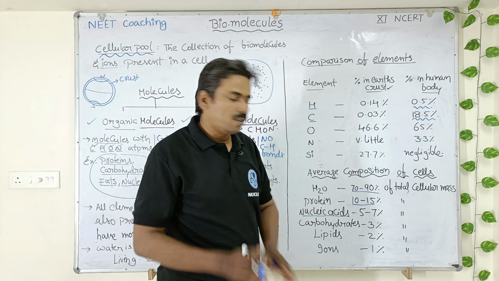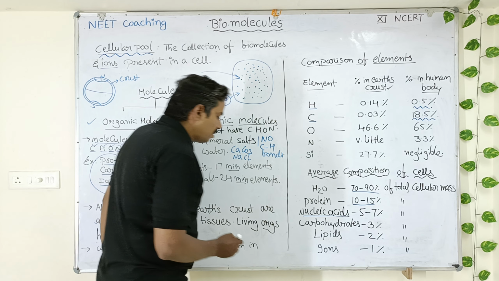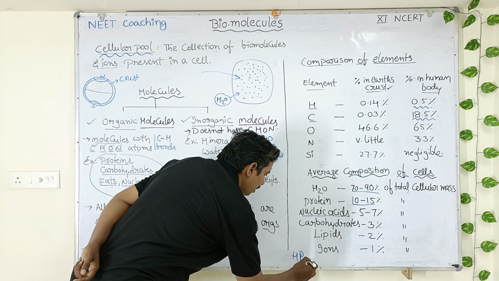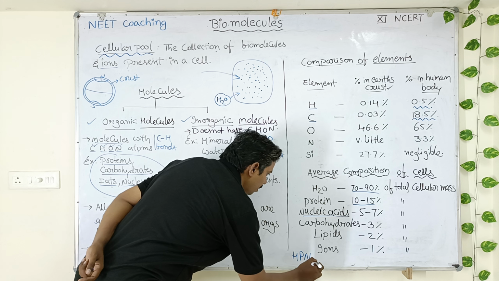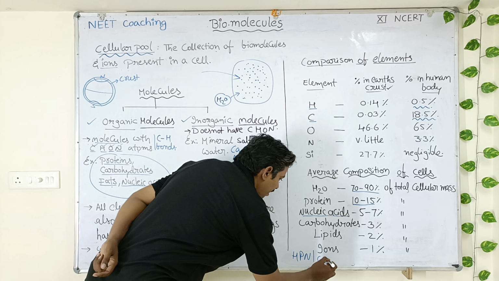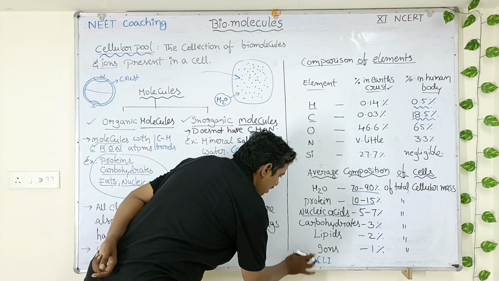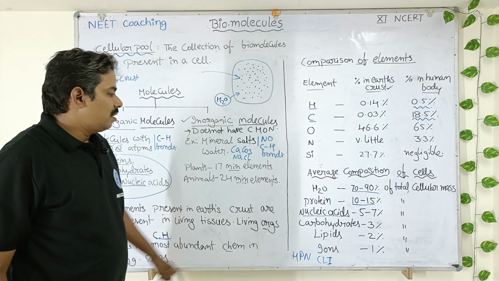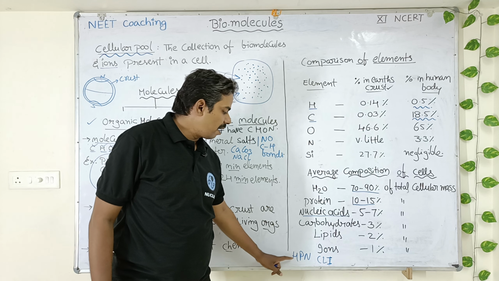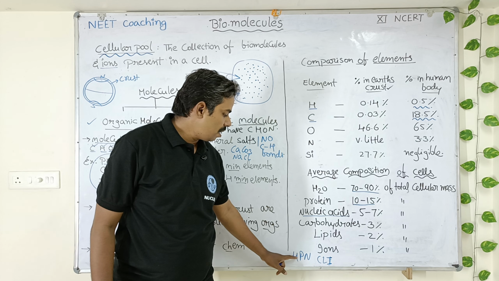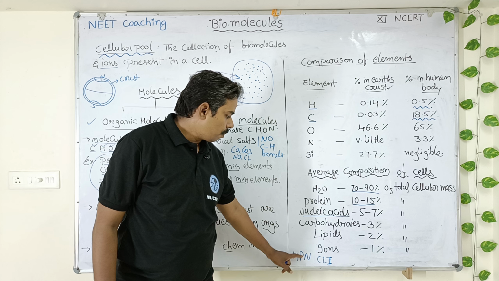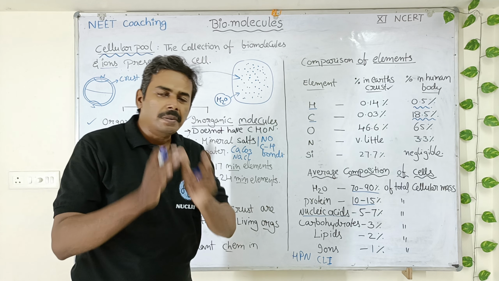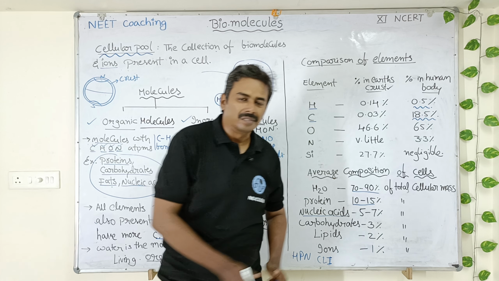I will tell you a mnemonic to remember this. The nice mnemonic to remember is HPN CLI. So this is the descending order: HPN CLI. Water, protein, nucleic acid, carbohydrate, lipid, ion. HPN CLI. Note this down, students.